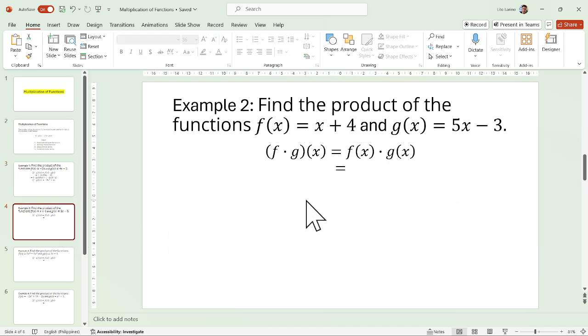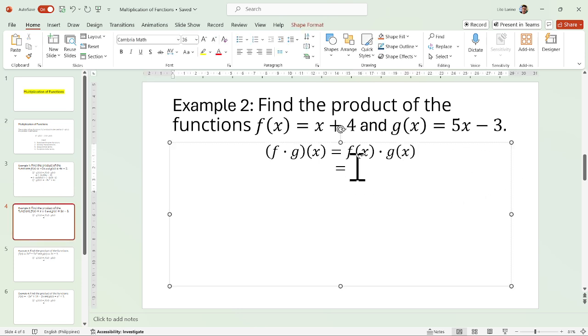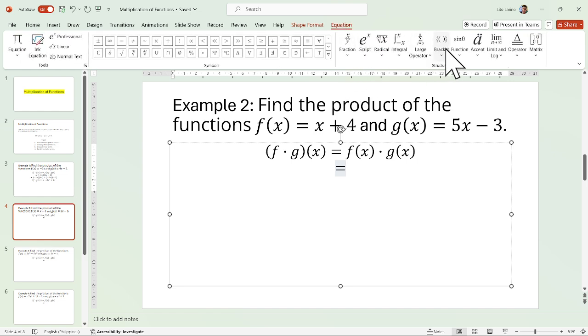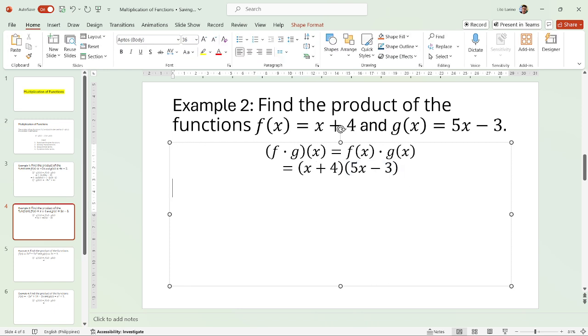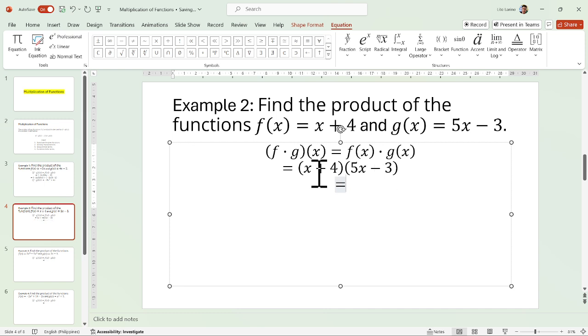Let us have example number 2. Find the product of the functions f of x equals x plus 4 and g of x equals 5x minus 3. That is, substituting, we have the expression for f of x, x plus 4, will be multiplied to the expression for g of x, which is 5x minus 3. Okay, now we have, again, each term of f of x will be multiplied to each term of g of x. Okay, let me show you.